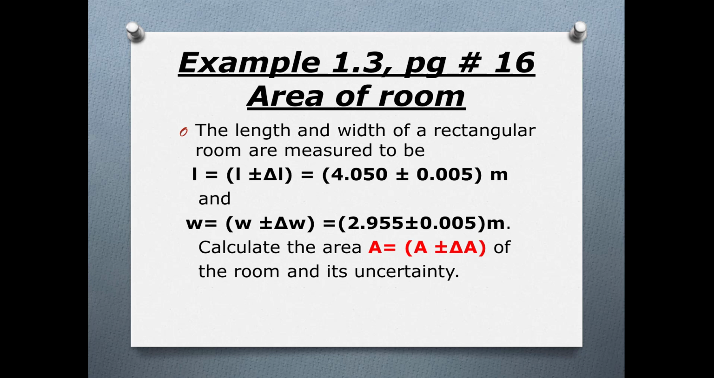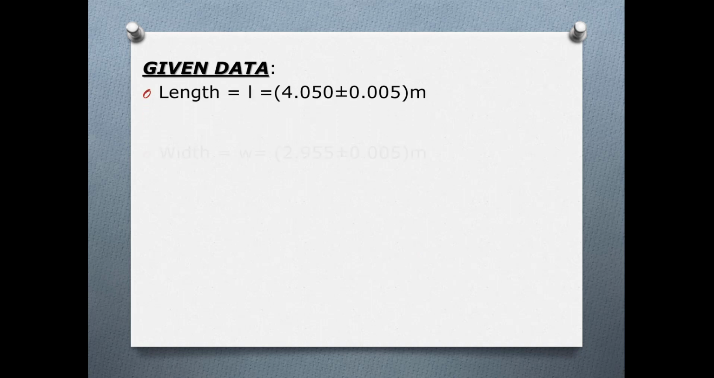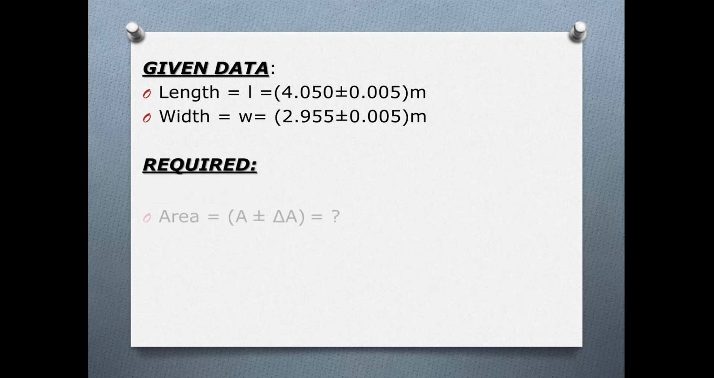So what is there? Given data is length and width, and we have to calculate the area. So we will use the formula of area, which is equal to length multiplied by width. So it is a question of multiplication. Let's check out how we are going to solve it. According to the format, first we will write down the given data. Length is given and width is given. We will write down length and width in this format: true value plus minus absolute uncertainty. Required is area, A plus minus delta A, the uncertainty in area as well. That's why we are writing it as A plus minus delta A.